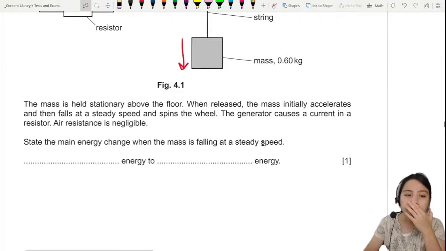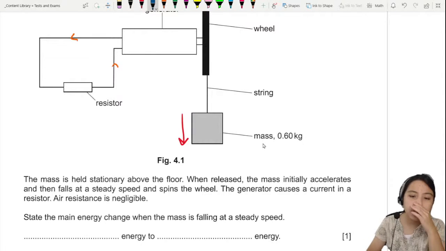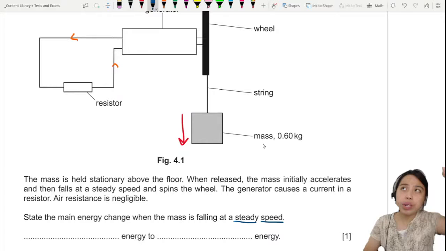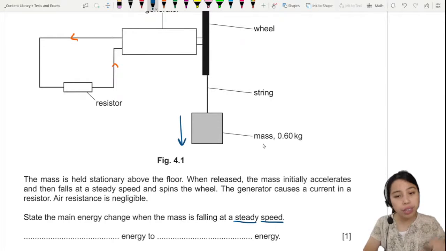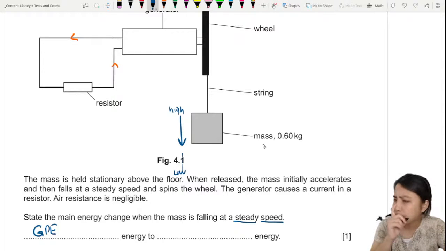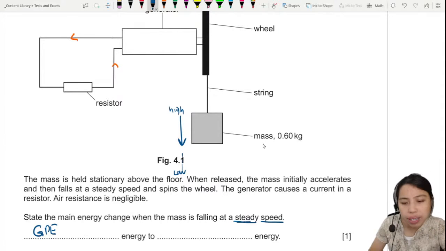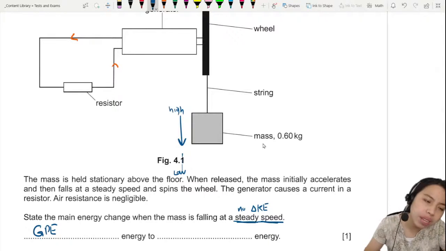Alright. So state the main energy change when the mass is falling at a steady speed. Key note here is steady speed. So the mass is going from high up to lower down. That's a change in gravitational potential energy, because you go from a high place and drop all the way to a lower place. But what energy is it converted to though? Kinetic energy? Normally yes, an object falling from high to low. But in this case, steady speed, so there is no change in kinetic energy. So that's not the main change.